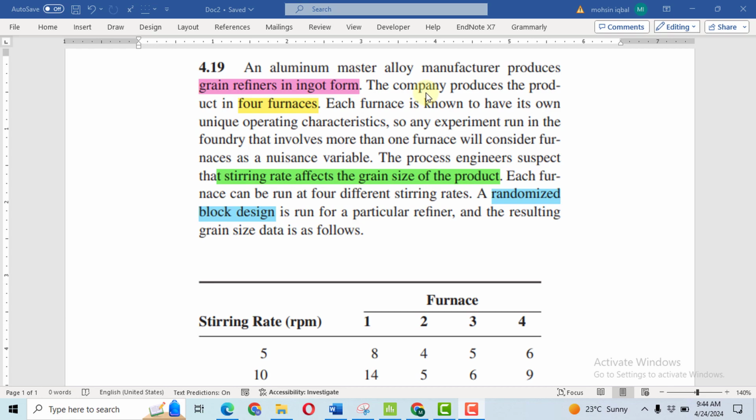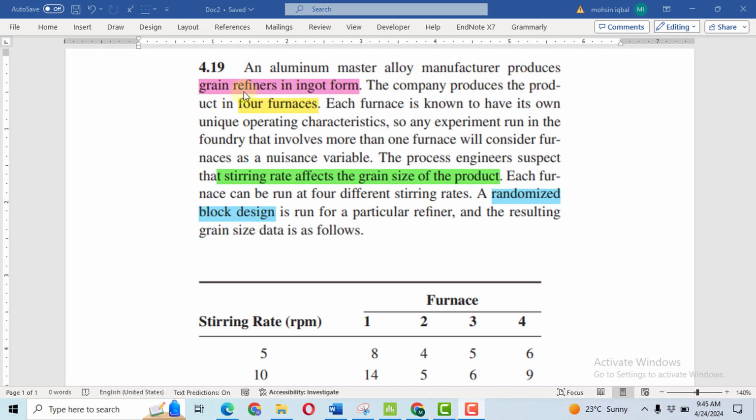Bismillahirrahmanirrahim. In this video, I will solve problem 4.19 from the book Design and Analysis of Experiments by Montgomery, and I will solve this problem in Minitab.